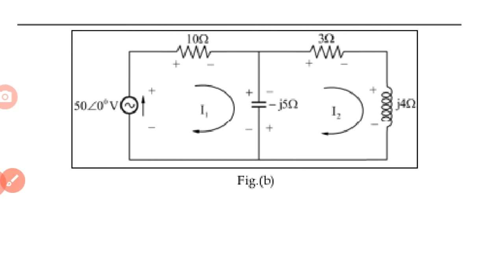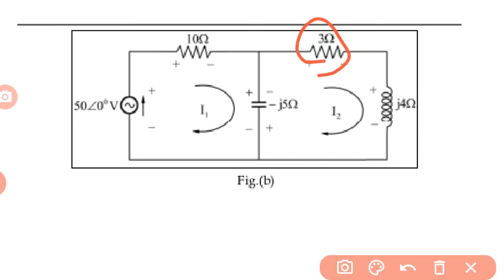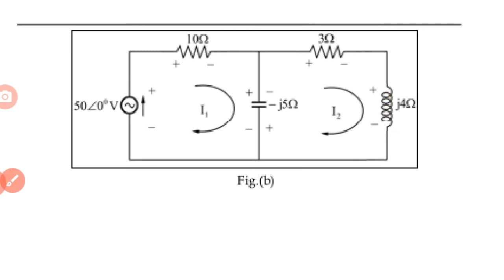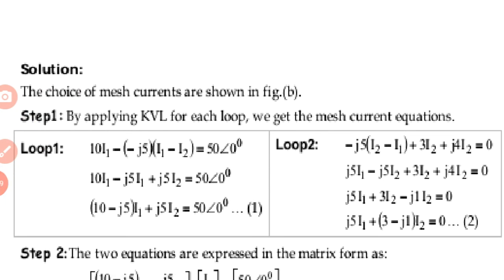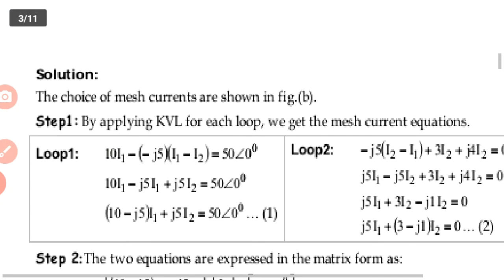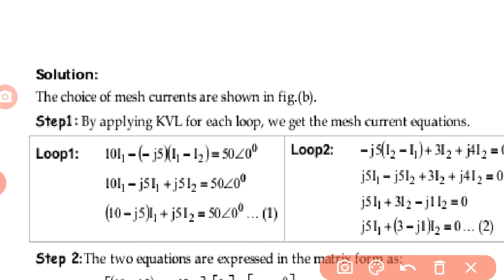This is the second equation. So the second equation is equal to 3 into I2 minus J4 into I2 minus of J5 into I2 minus I1. So these are the loop equations. Loop 1 is 10 minus J5 into I1 plus J5 into I2 equal to 50 angle 0 degrees. Loop 2 is J5 into I1 plus (3 minus J1) into I2 equal to 0. So this one is equation 1 and equation 2.